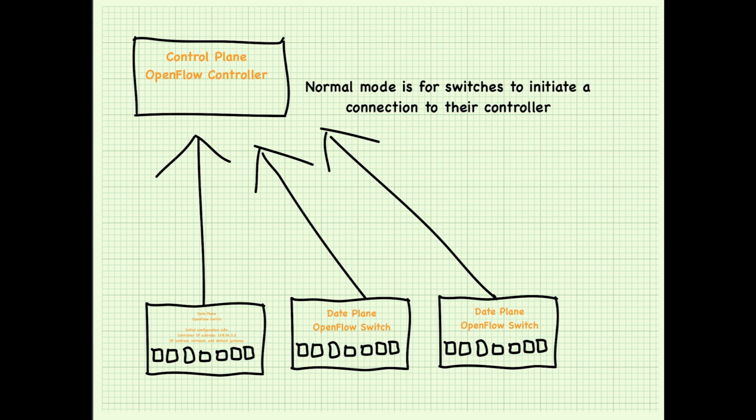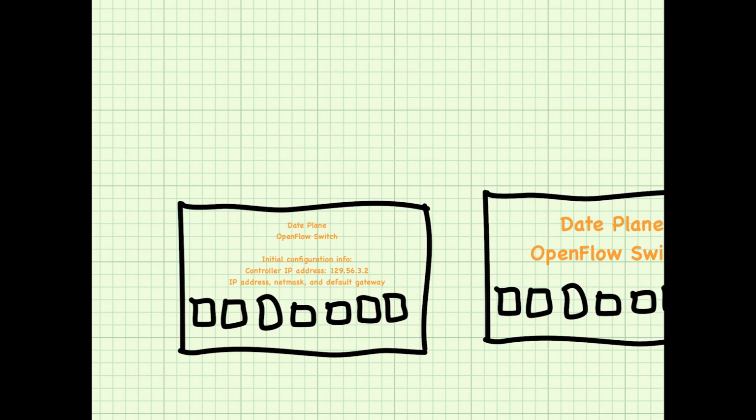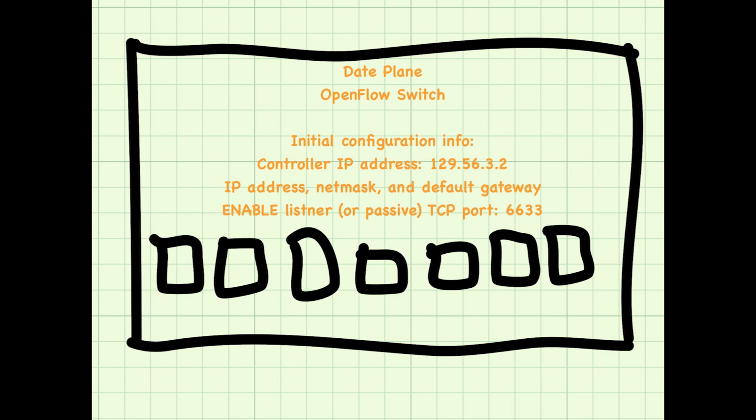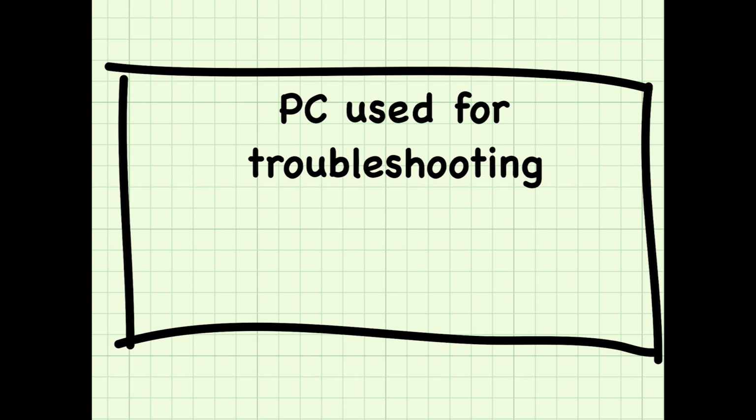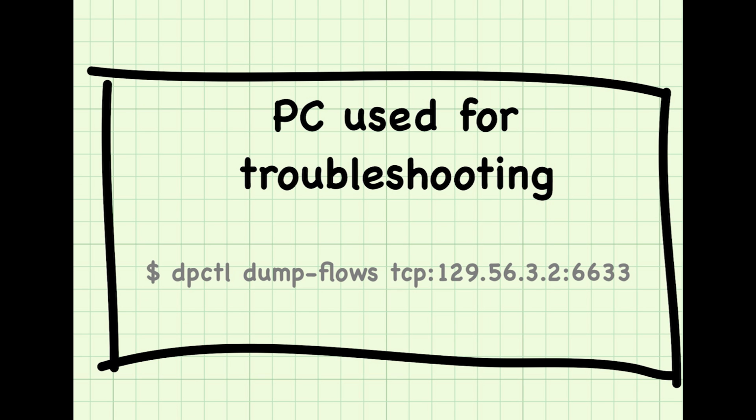However, it is common for switches to implement what's referred to as a passive port, where the switch itself would listen for a connection initiated from another device. That's typically used for troubleshooting. So for example, you might have a PC that you use for troubleshooting. There's some commands that are intended to be used in this way.